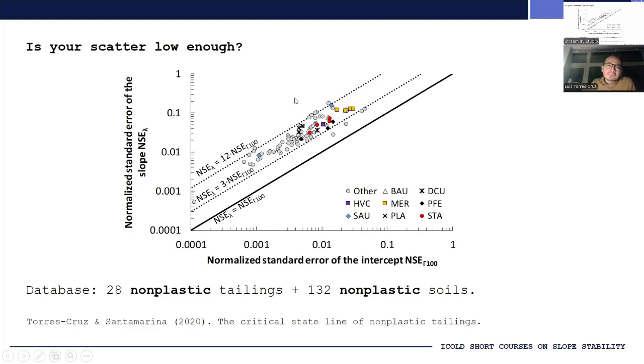There are no solid boundaries here between what is acceptable and what is unacceptable. But all I can say is this is all published data from the technical literature. So if you are in the bulk of the data, then I think you can rest easy. And the other thing I wanted to say is that the equations to calculate this normalized standard error, either for the slope or for gamma, are given here in the reference at the bottom.